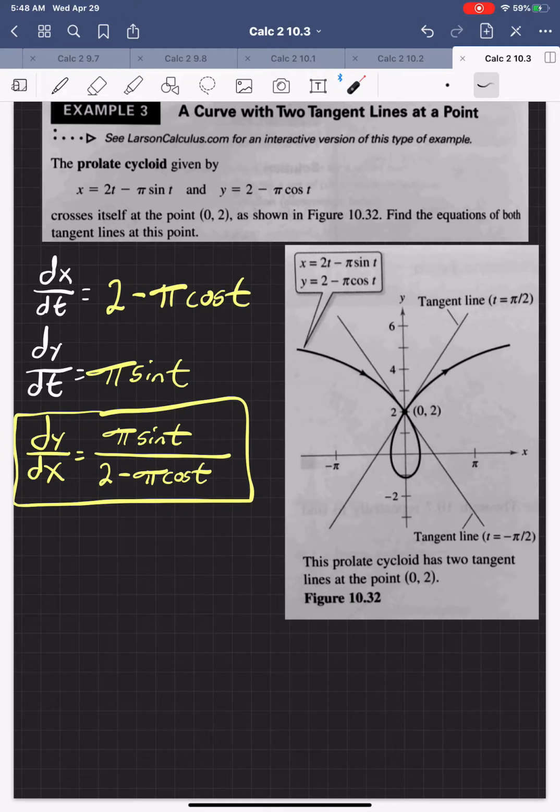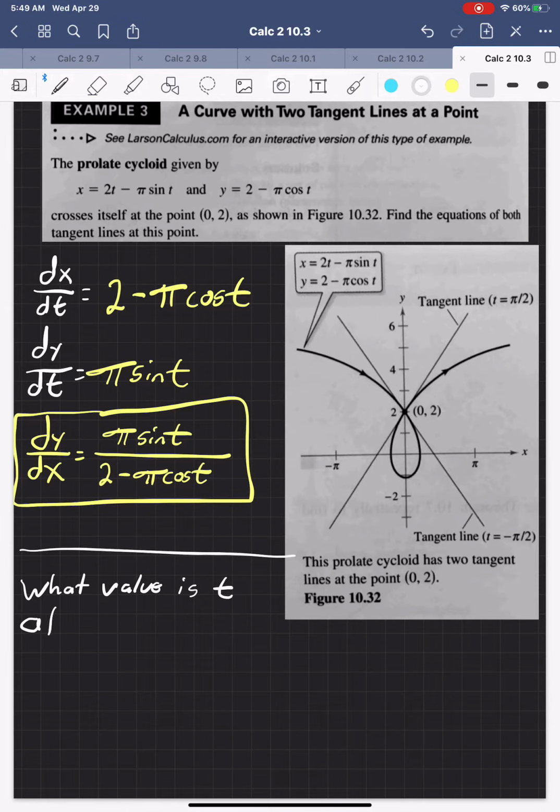Well, let me write exactly what we need to proceed with this problem. What value is t at the point 0, 2, right? Because 0, 2 is an xy value. I need to know how much time it took to get to that point. All right, so what is the t-value?